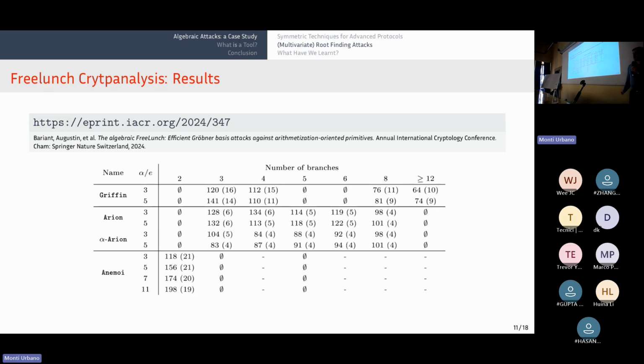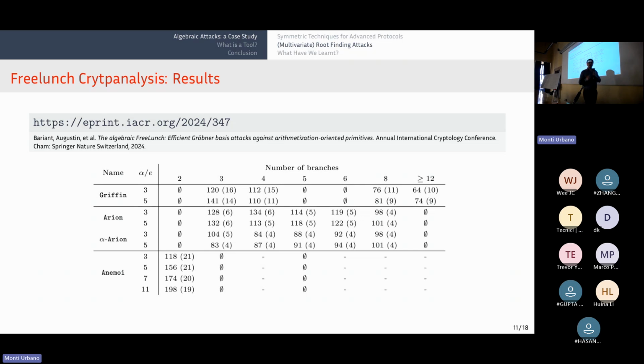I won't go into the details of how we did this or the subtleties of the results. I just want to put this table here, which roughly gives the complexity in bits of attacks against some full round primitives. So Griffin that I showed in a previous slide, Orion and Anemoy are other arithmetization-oriented hash functions. And you can see a lot of numbers that are under 128. And this is for full round primitives.